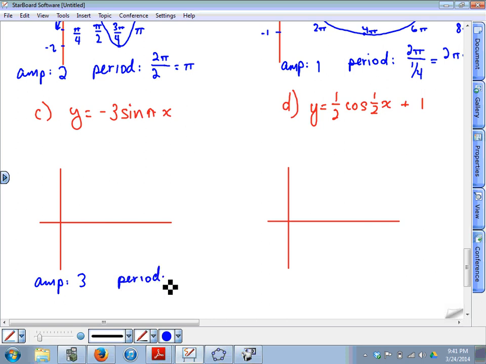Period is 2 pi divided by b, again where b is the coefficient of x. In this case, it's pi. 2 pi divided by pi is just 2. So we have 1, we have 2. This is actually the horizontal length needed to complete a cycle, so it needs to be broken up into 4 equal subintervals. So this is 1/2, then we have 1, and then 3 halves, and then we have 2.